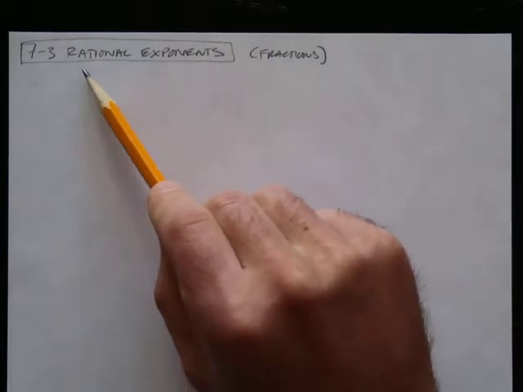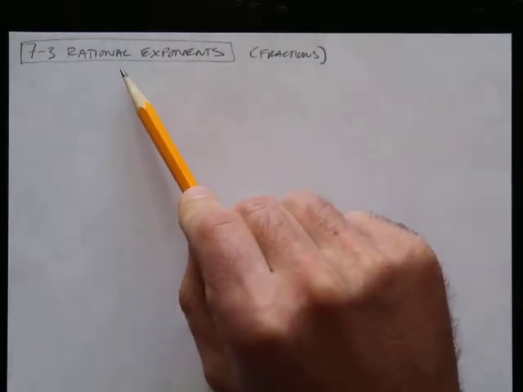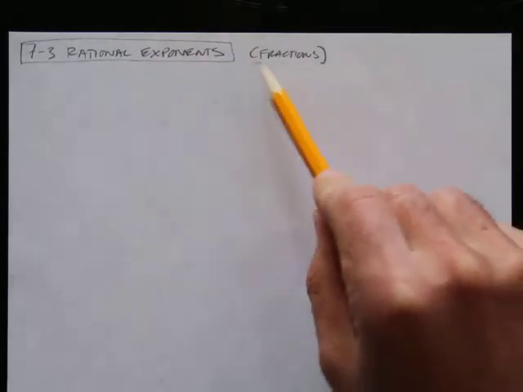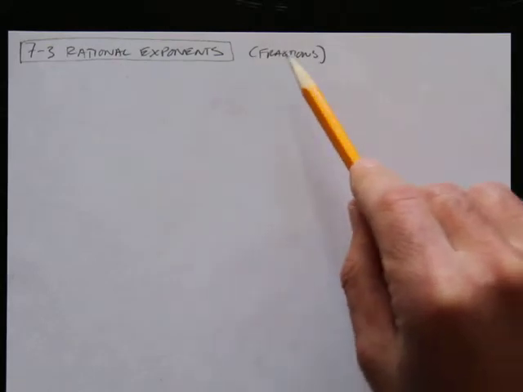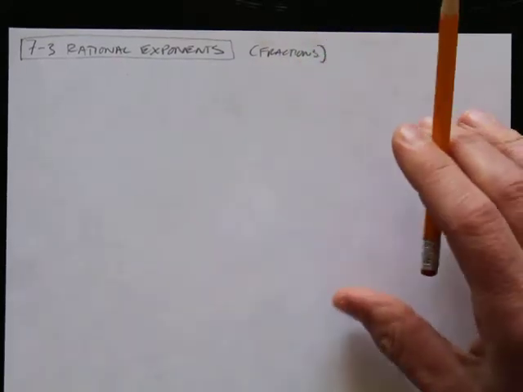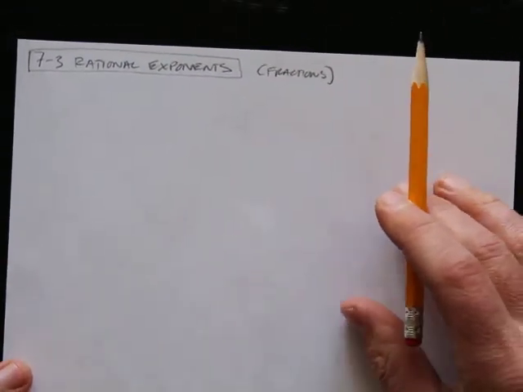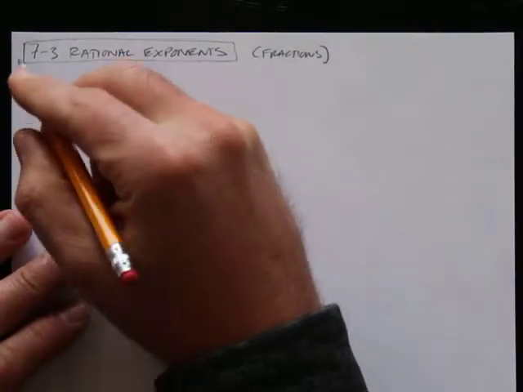Algebra 1, section 7-3, rational exponents. When we read "rational" in math, a lot of times what we're referring to is fractions. So if you see the word rational, a lot of times that just means to expect to see some fractions. So here's an example.